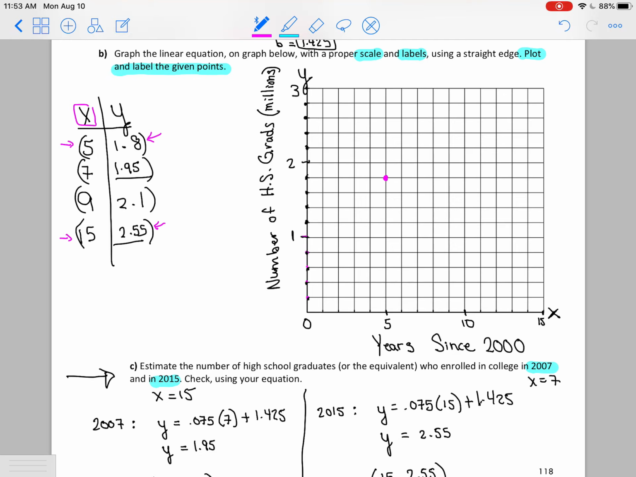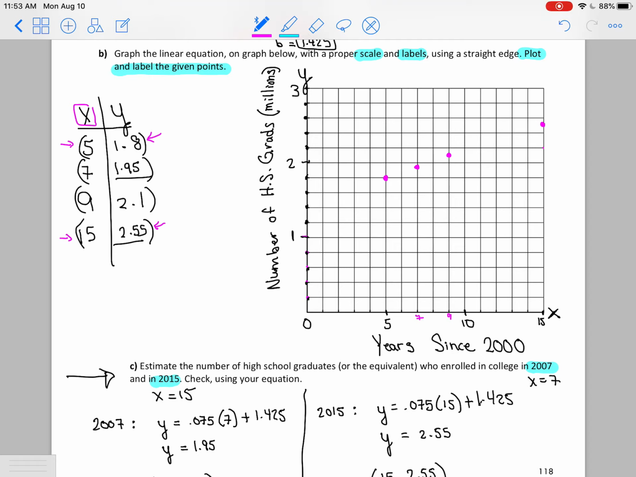So 5. All right, let's go with 7 and 1.95. Here's my 7. Here's my 1.8 and my 2. So it's a little above halfway. Definitely having to do some estimating, aren't we? 9. Here's my 9. We're going to go to 2.1, which is halfway between 2.0 and 2.2. And we go to 15, and we're going to go to 2.2, 4, a little teeny bit above halfway.